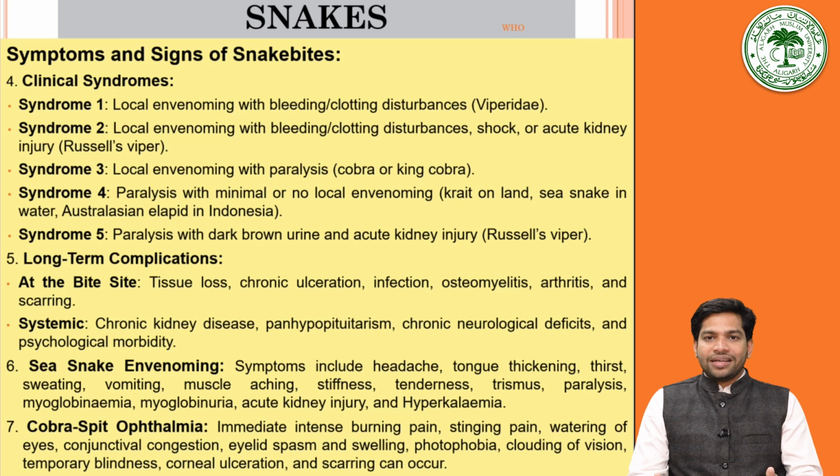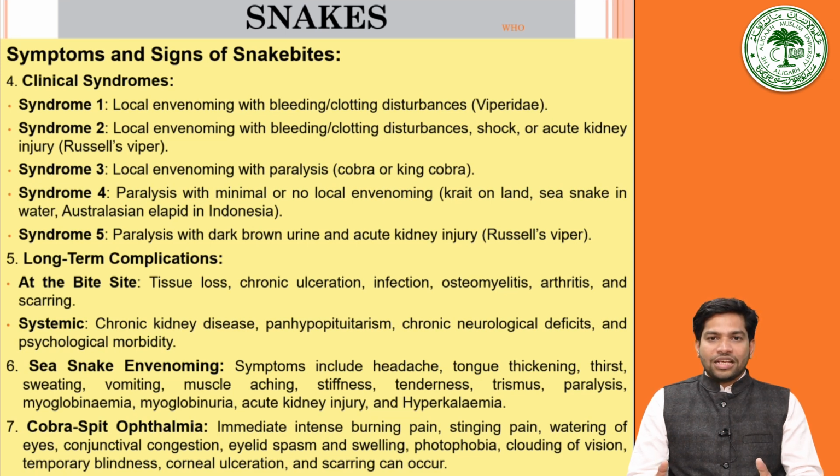Then syndrome 2 is local envenoming with bleeding or clotting disturbances, shock, and acute kidney injury. This is probably the case of Russell's viper. So apart from the clotting disturbances, here the symptoms are more prominent, shock and acute kidney injury are there. So you have to manage it accordingly. Then syndrome 3 is local envenoming with paralysis. So it is suggestive of a neurotoxic snake bite, probably the cobra or the king cobra. So you have to manage that according to syndrome 3. And syndrome 4 is paralysis with minimum or no local envenoming.